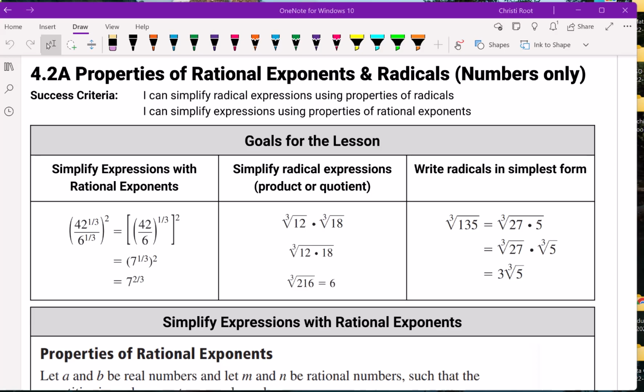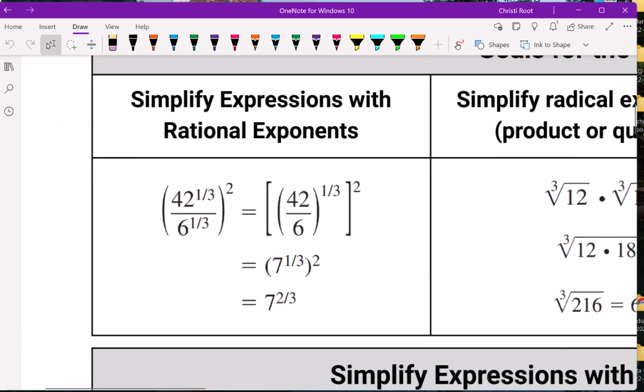We've got 3 goals for this lesson. The first goal is to simplify with rational exponents. And honestly, I feel like that's the one that's the most difficult because it looks kind of weird. You're using a lot of different rules. And all of these rules are coming from Algebra 1. And it's really hard to remember them without a lot of practice.